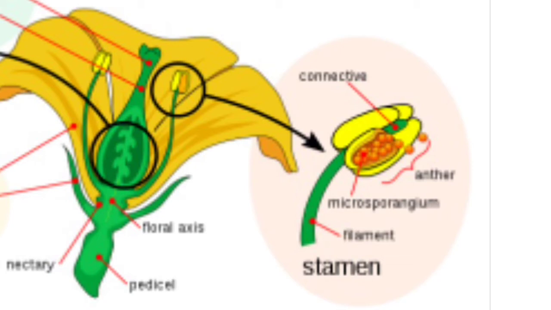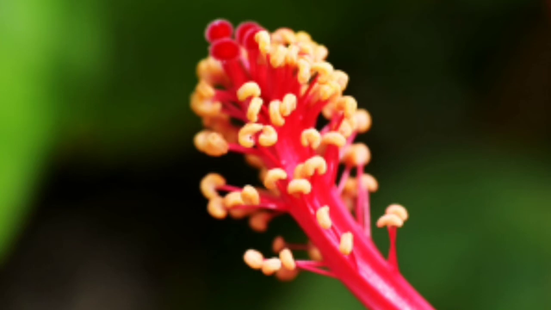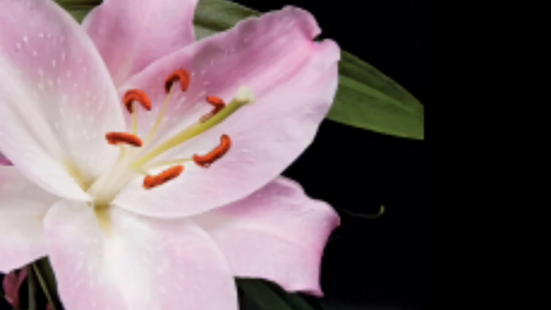Anther. The fertile portion of the stamen is called the anther. Each anther is usually made up of two lobes connected by a connective. In turn, each anther lobe contains two pollen chambers placed longitudinally. All pollen grains of an anther lobe remain united in a sac called pollen sac.